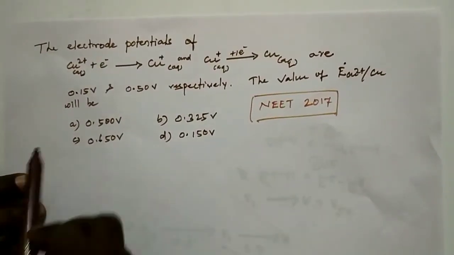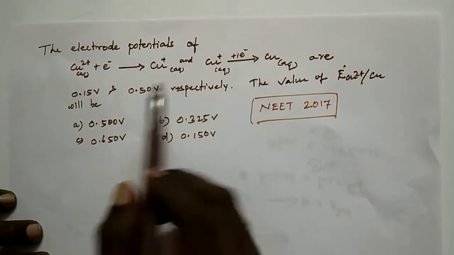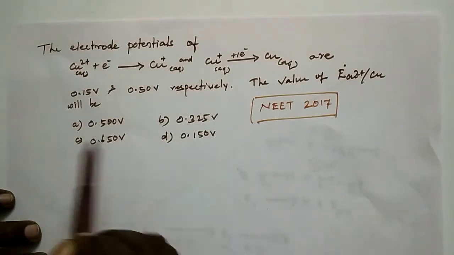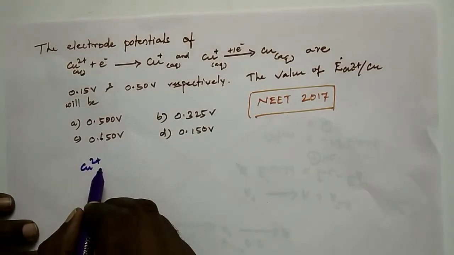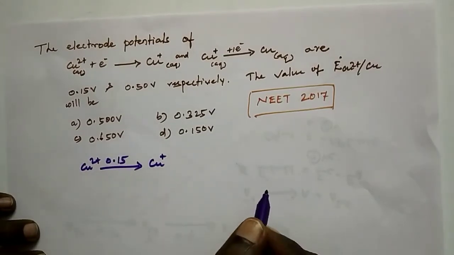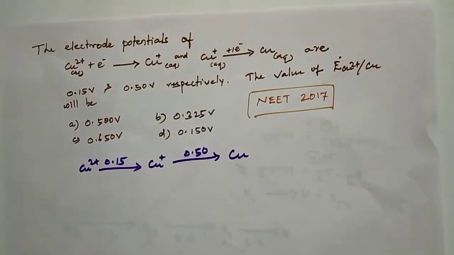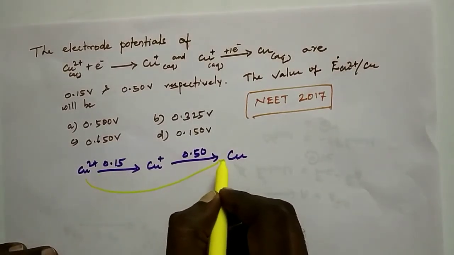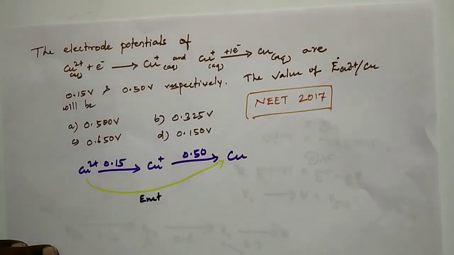Look at this. The electrode potentials of the two half reactions, Cu2+ to Cu+ and Cu+ to Cu, are 0.15 volt and 0.50 volt respectively. The value of E for Cu2+ to Cu is asked, and four options are given. So the question goes like this: Cu2+ is reduced into Cu+, and the reduction potential for this reaction is 0.15 volt. Then Cu+ is reduced into Cu, and here the reduction potential is 0.50. Now we use the Latimer diagram for solving this problem. The question asked is for Cu2+ to Cu. That is E net, only E net is asked.